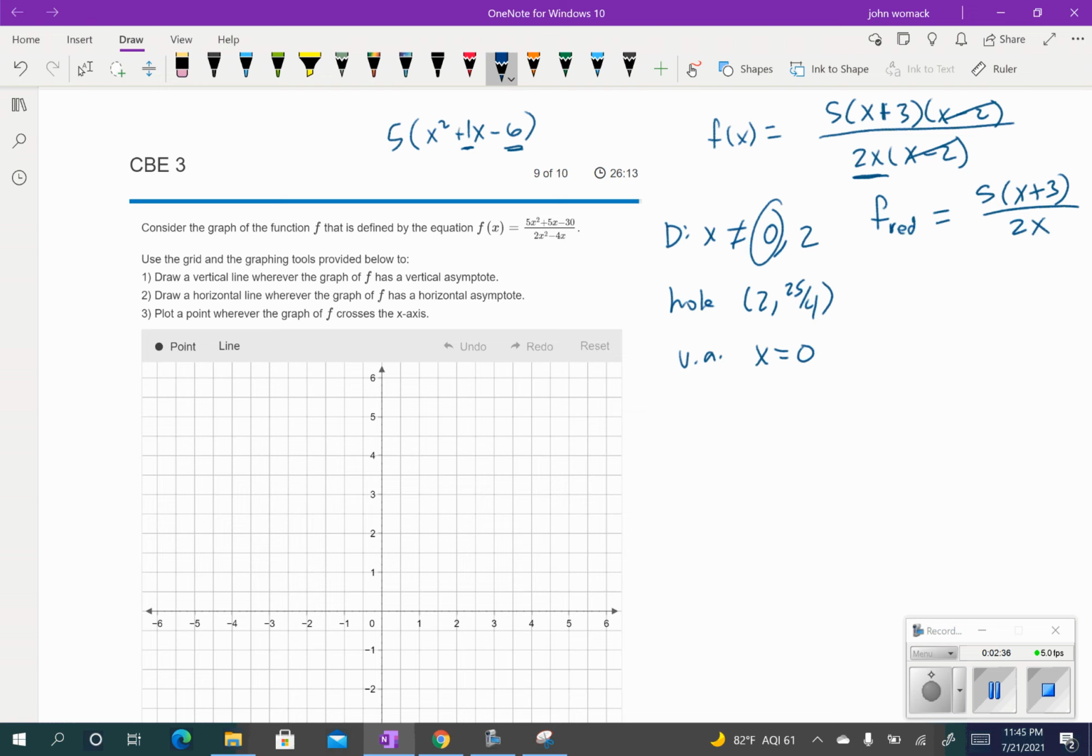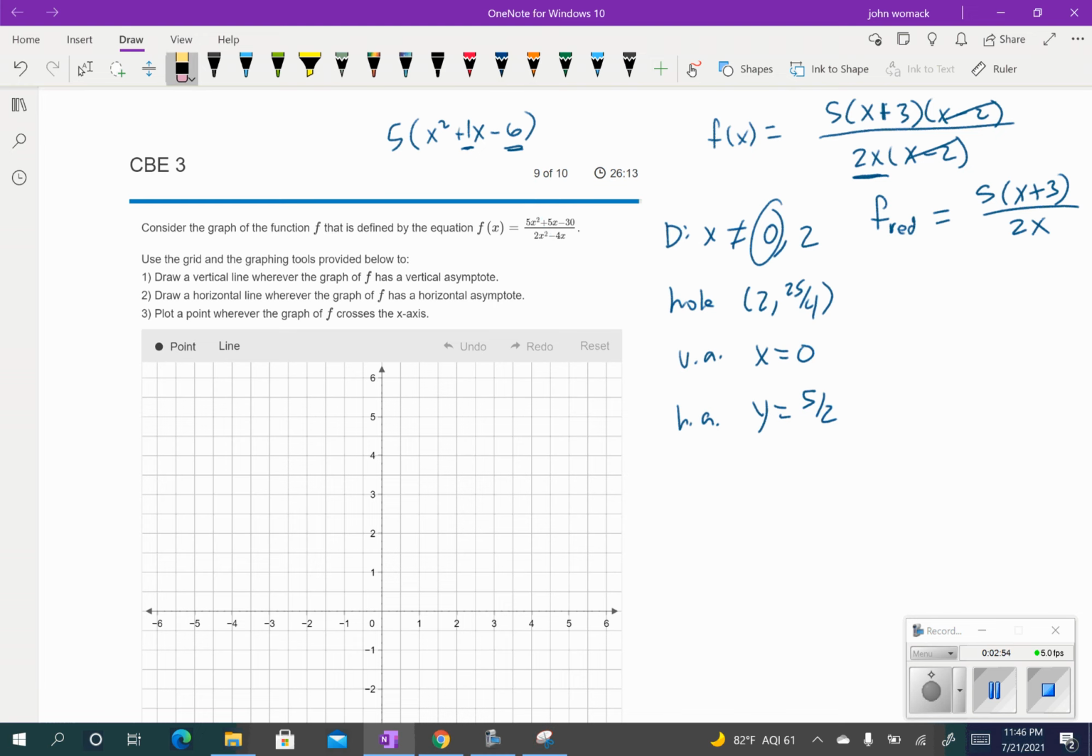All right, next thing we do is the end behavior. These two are both degree 2s. That means they're tied. So it's going to be at y equals 5/2. That is my horizontal asymptote. Just take the leading coefficients, right? Take the 5 over 2 because they're tied.